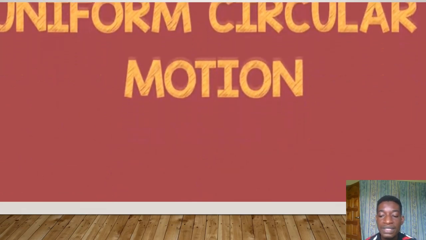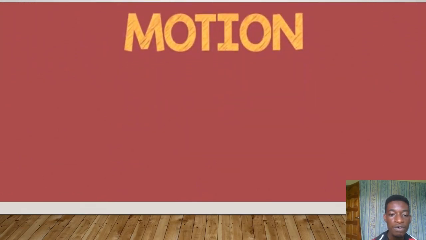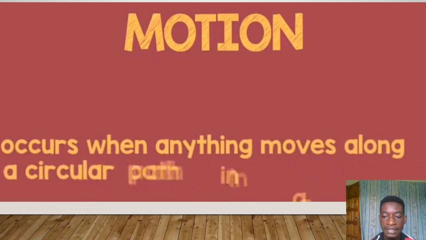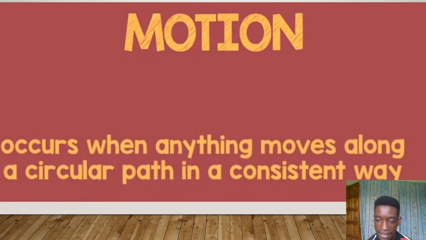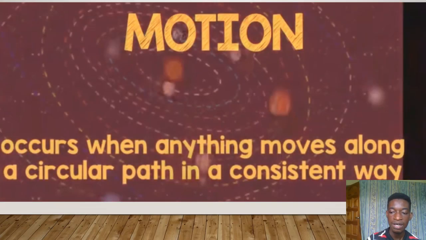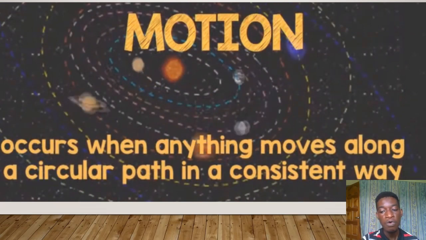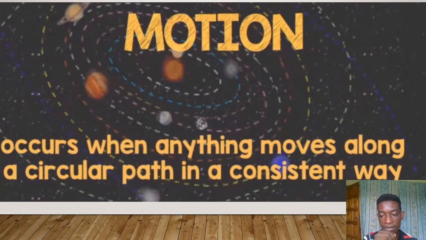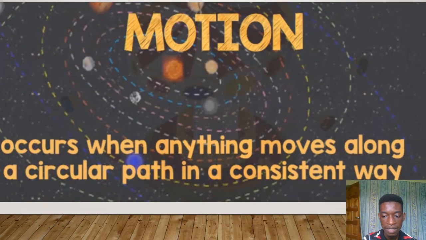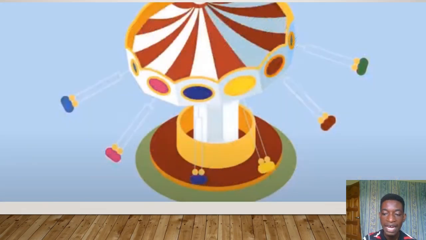So we have uniform circular motion. When we say uniform circular motion, it occurs when anything moves along a circular path in a consistent way. This means the object will start from a point, move in a circular path, and return to that particular point, that starting point. So that's uniform circular motion. The object will move in a consistent way, in a definite order.